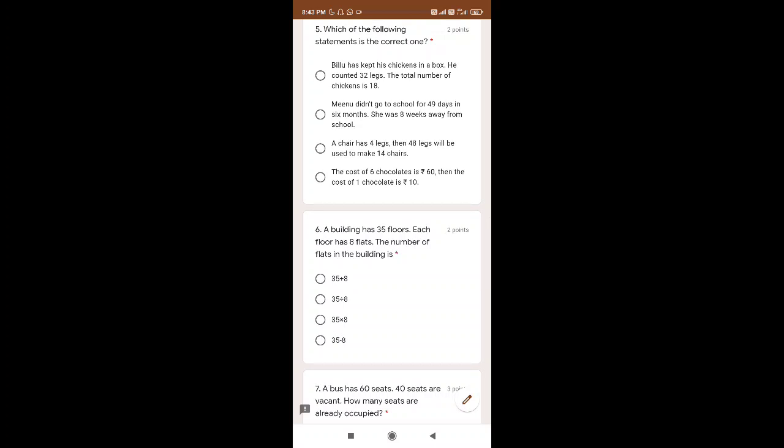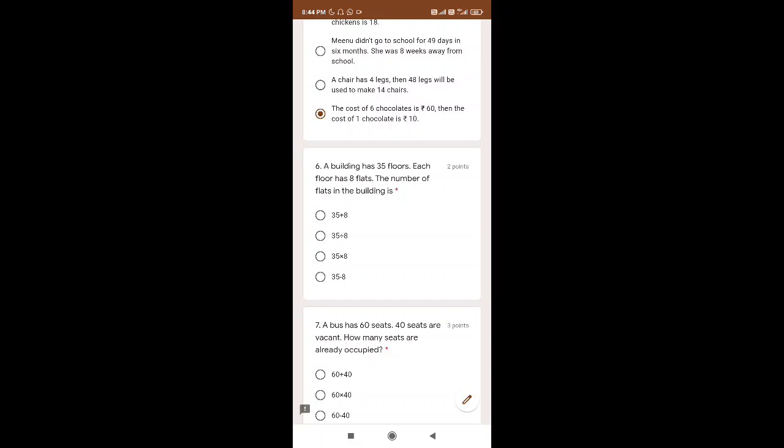Then the cost of 1 chocolate is 10. Students, the cost of 6 chocolates is 60, so the cost of 1 chocolate will be 60 divided by 6, so it will be 10. So your answer is also given 10. So this is the correct one. So here, which of the following statements is the correct one? Option D, that is, the cost of 6 chocolates is 60, then the cost of 1 chocolate is 10. Yes, then come to question number 6.